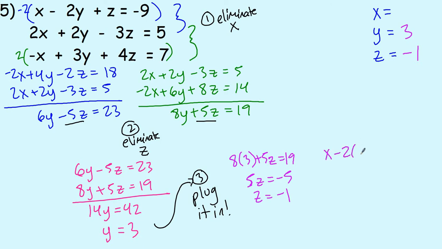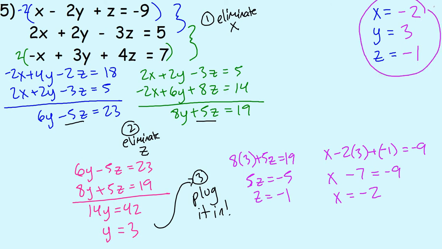X minus 2 times 3 minus, well, plus -1. I guess I'll write it like that. I'm plugging it into the first equation. It doesn't matter. You plug it into anything, you should get the same answer. So -6 minus 1. Add 7, x is -2. Perfect. There's our solution. Okay.